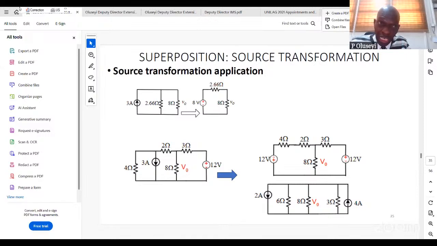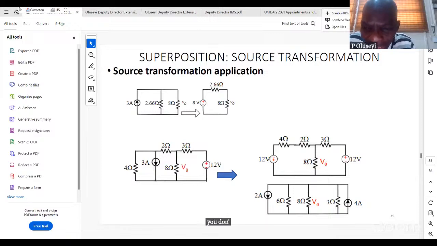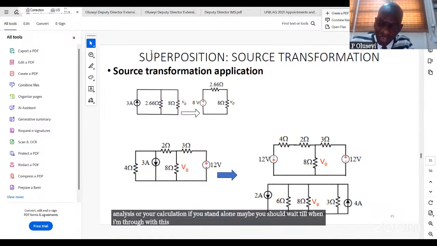I think I've answered it with your other colleague's question. Once the examiner does not identify it as your output, then if you look at the first question, I showed clearly that this is output. And now I showed you another one, I said this is output. So definitely, if he does not show it, you will have to analyze all of them as source resistance or source resistors. But once it's identified, you don't include it in your analysis or your calculation. It will stand alone. Maybe you should wait till I'm through with this, because our time is fast spent.